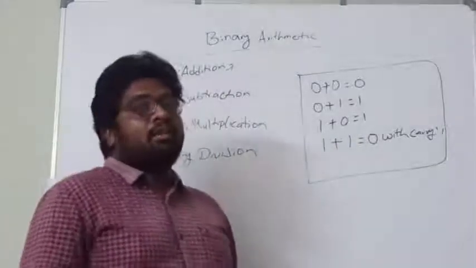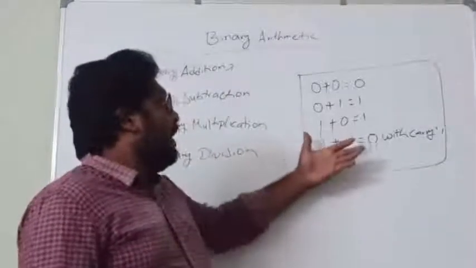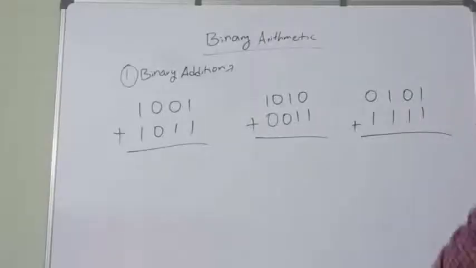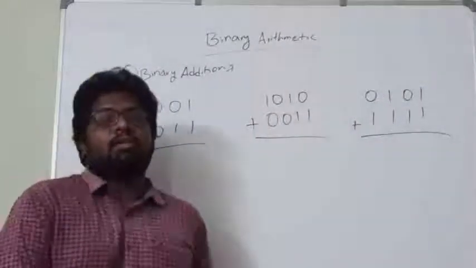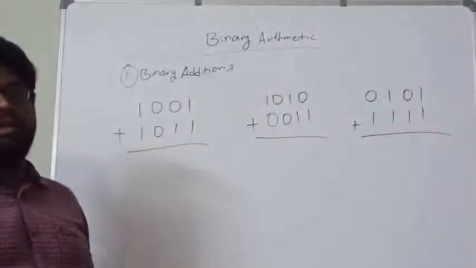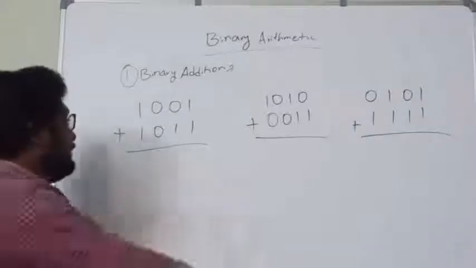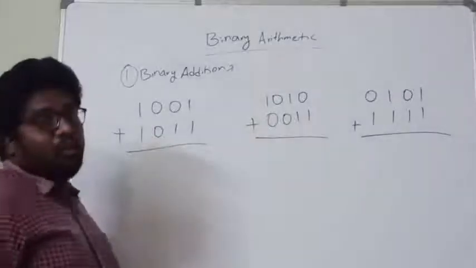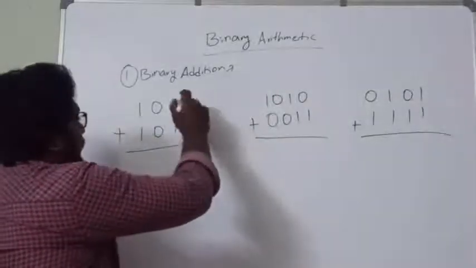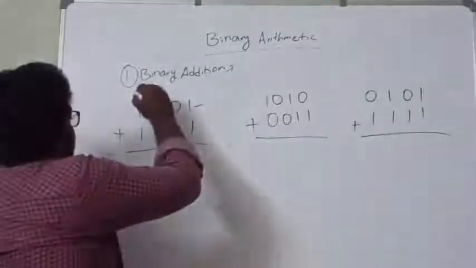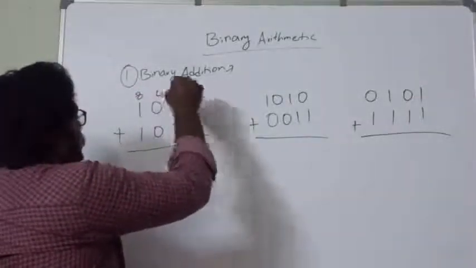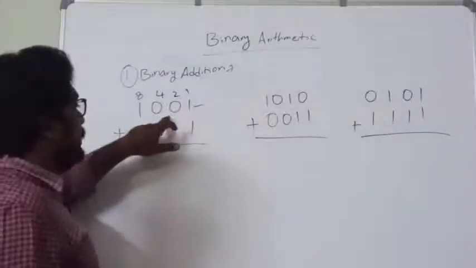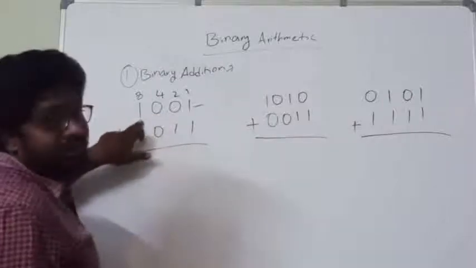So let's take a few examples of how these operations are performed. Let us take some examples of binary addition. The first example is 1001 added with 1011. To find the decimal equivalent for this, we have the place values 8, 4, 2, 1.